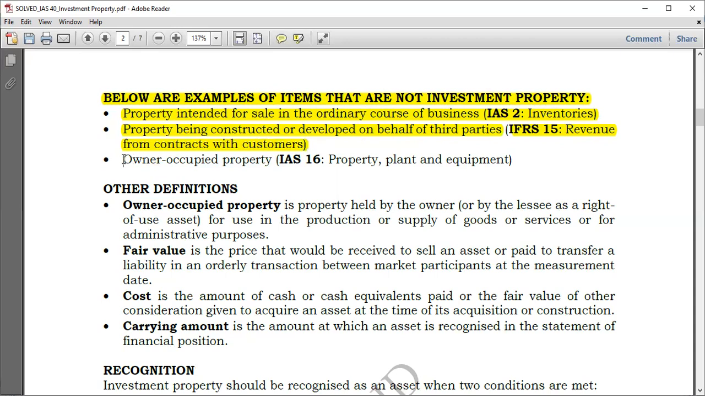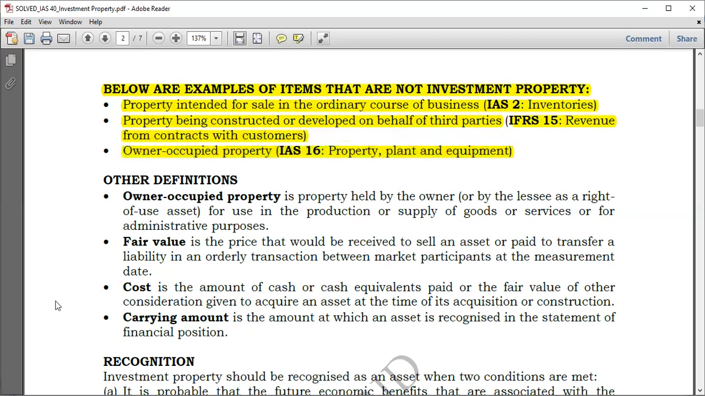And then we have owner-occupied property. As I told you, for owner-occupied property, if you have the property and you occupy it by yourself, for example, or use it for the business, we say that you use IAS 16 property, plant, and equipment. So this is how we go about that.